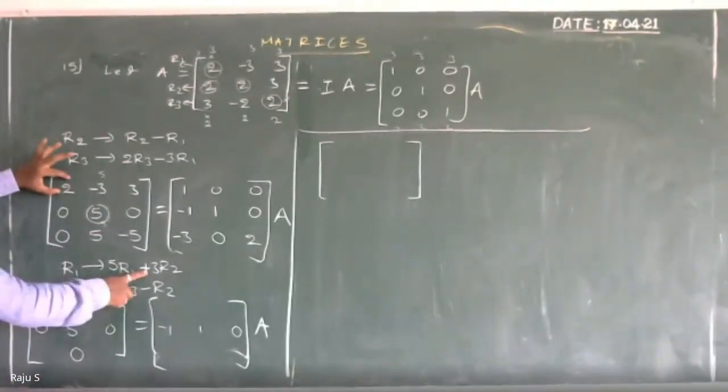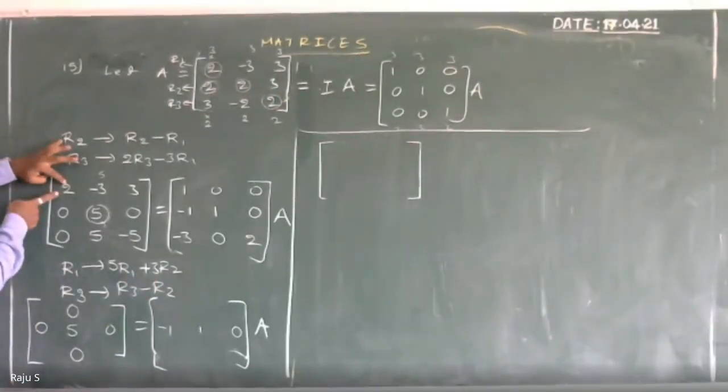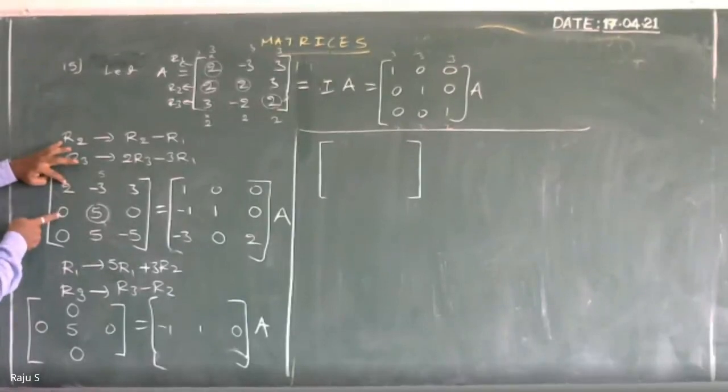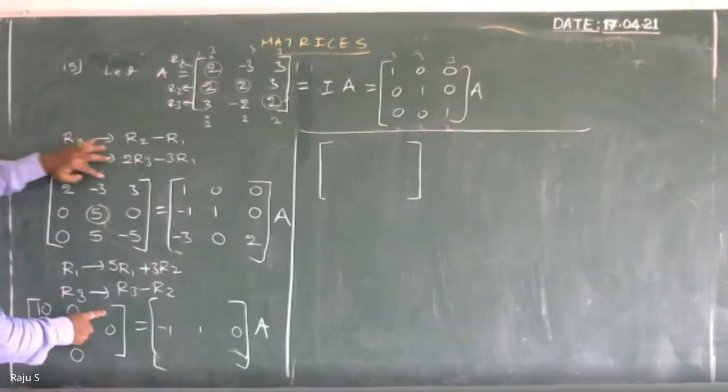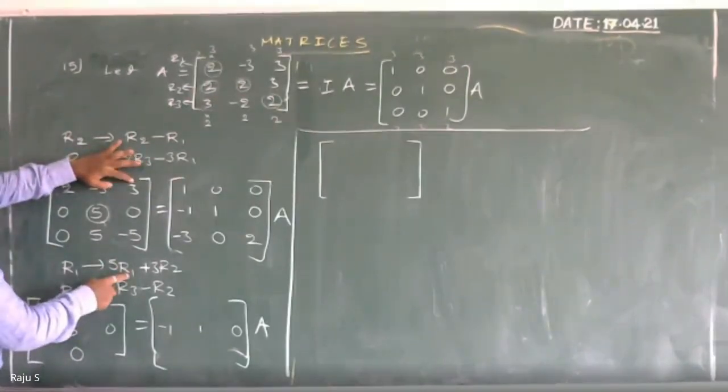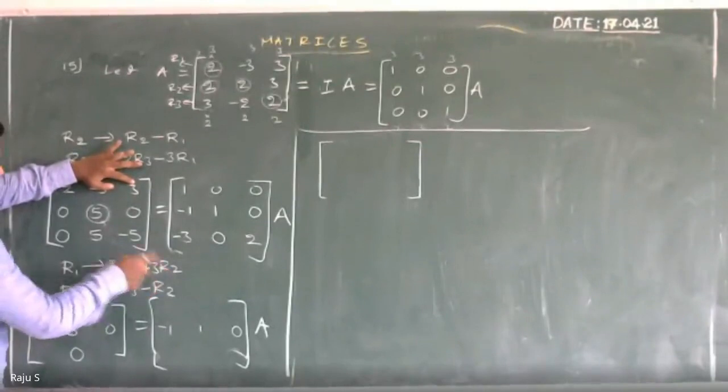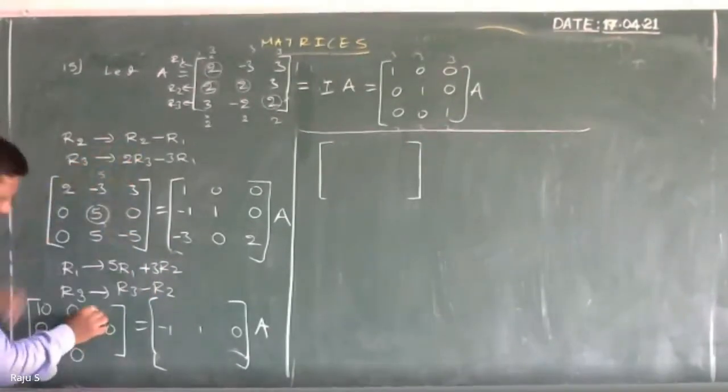5R1 plus 3R2. 5 into 2, 10. Plus 3 into 0, 0. So just 10 here. Next here, 5 into R1. 5 3s are 15. 15 plus 3R2, 0. So here it is 15.